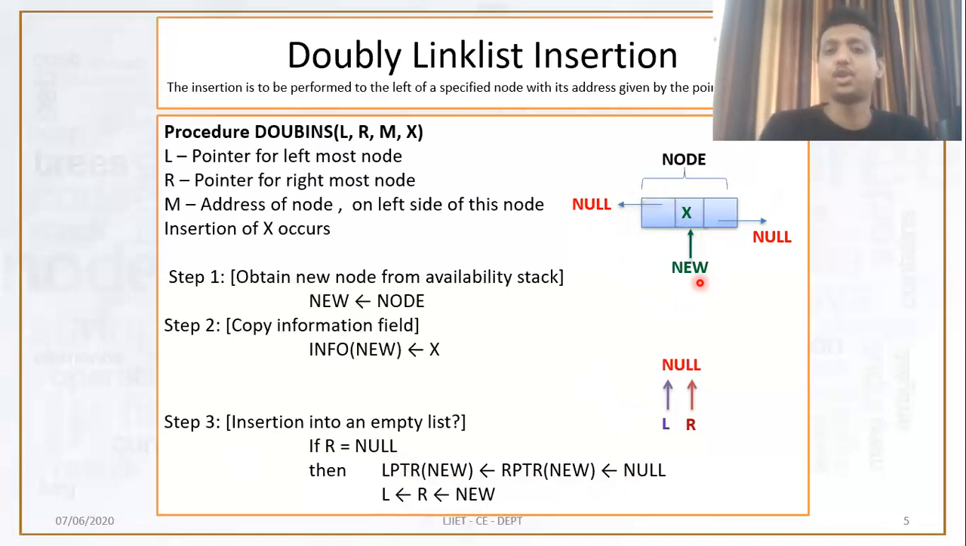So the next is L and R pointing to new. Now this node becomes my first node, this node becomes my last node, this node becomes my leftmost or rightmost. Both are same. So L and R now pointing to new. So what we need to write? L arrow, R arrow new. Both are initialized with it. Got it? So insertion is done. But this is for which case? If my list is empty.